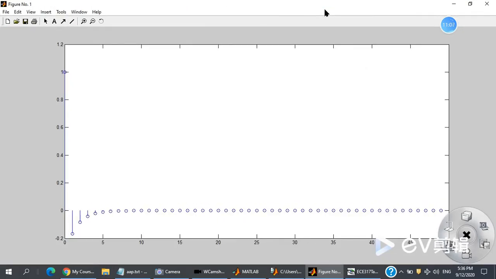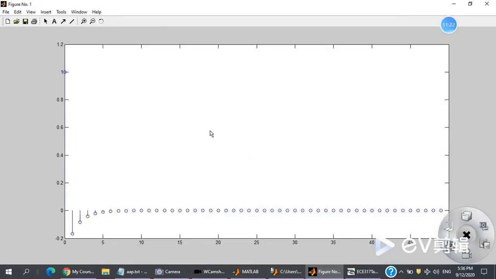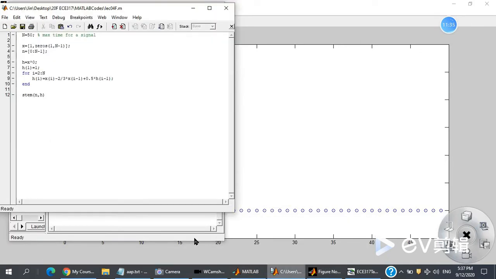Oh, the first one is negative. Oh, so here the first one is 1. Then it goes to some negative value, then increases until almost 0. Alright, so you can have h this way. But this is a kind of computer way, a calculation way. You will have a list of values, not a formula. And actually in MATLAB they have a built-in function.